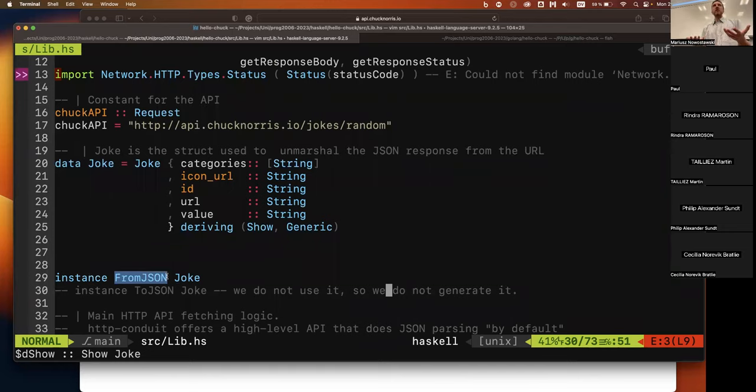You can write it yourself. But because we're using standard field names and all those things match whatever our JSON matches, this is sufficient, right? Because we're not generating any jokes, we don't need toJSON generated, right? We're not going to use it. So I'm not going to call instance ToJSON Joke because it's currently not being used. If I were to convert from the structure into JSON, I would have to call this line as well, right?